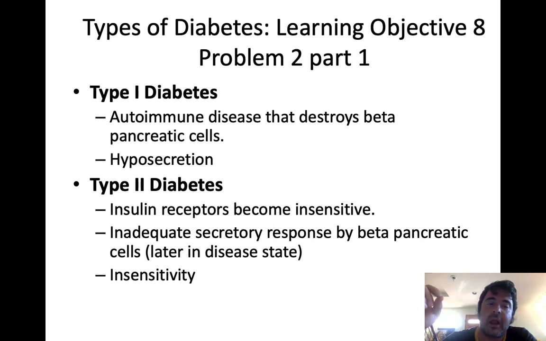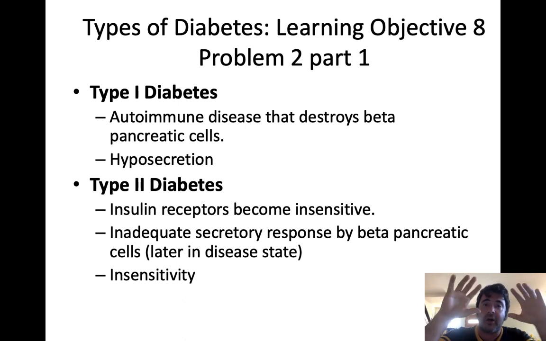Type 2 diabetes, on the other hand, is not a disease of hyposecretion, it's a disease of insensitivity. So we often refer to type 2 diabetes as being a disease of lifestyle. When you're constantly spiking blood glucose, insulin is always going to be elevated. And if insulin's constantly elevated, the insulin receptors are either going to stop interacting with insulin or the cells are going to downregulate and remove those insulin receptors. So in type 2 diabetes, beta pancreatic cells remain functional. You have plenty of insulin, at least earlier in the disease state, right? The problem is that insulin isn't working anymore. This is considered a disease of insensitivity.